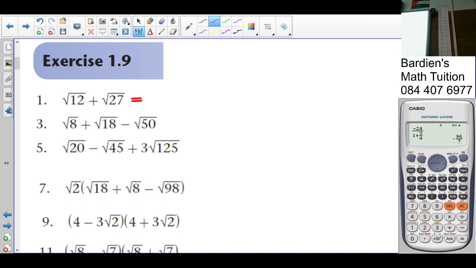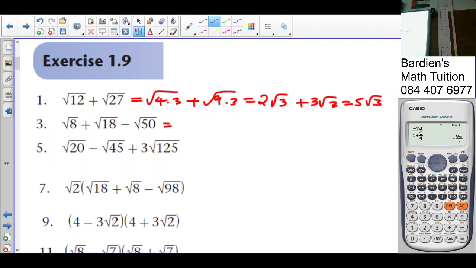Okay, so the first one. This can be written as the root of 4 times 3 plus square root of 9 times 3. What's the square root of 4? 2. 2 root 3 plus 3 root 3, which is 5 root 3. Will you agree with that? Let's look at the next one.